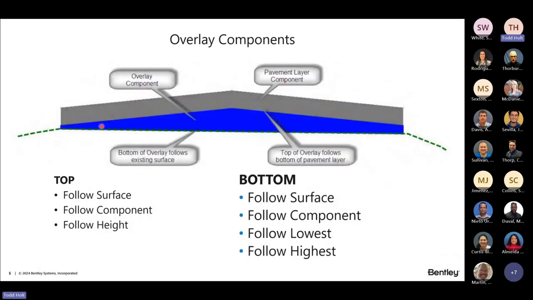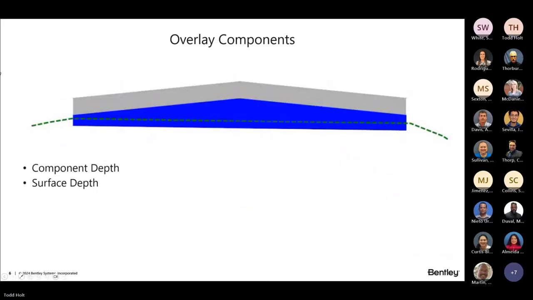So on that milling component, or overlay component, I'm sorry, we have different options to follow surface, follow component, follow height. In the bottom, we can follow surface, follow component. We can follow the lowest or follow the highest. We have different diagrams within this PowerPoint and that PDF as well of the PowerPoint there. We can also specify a component depth or surface depth that we saw in there.